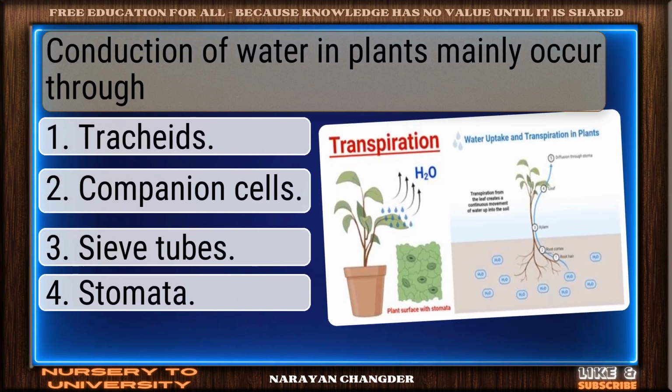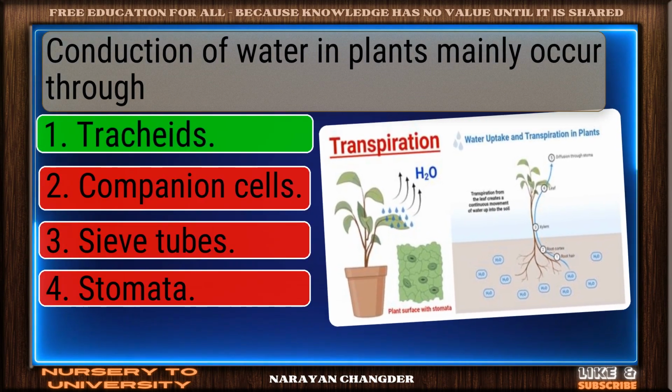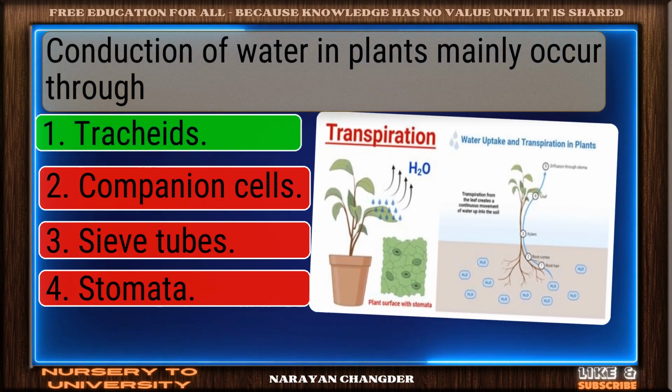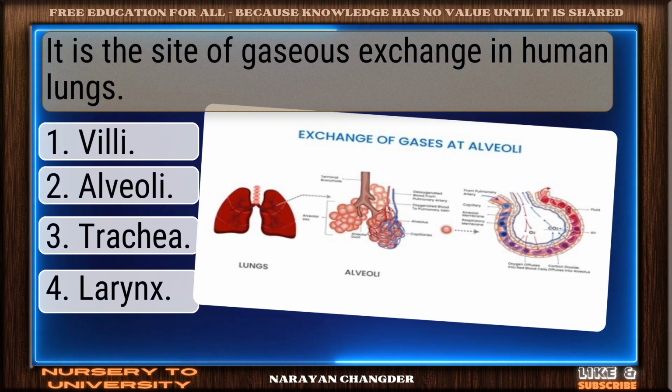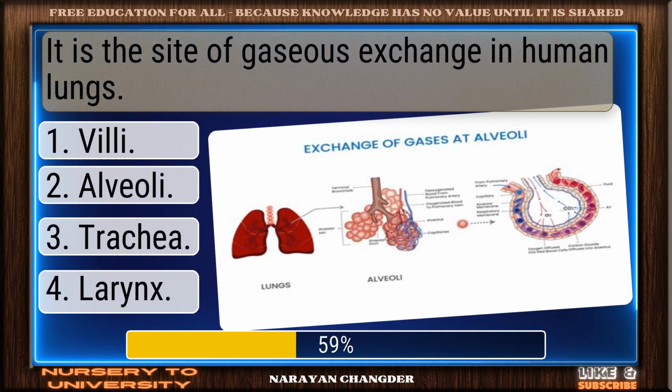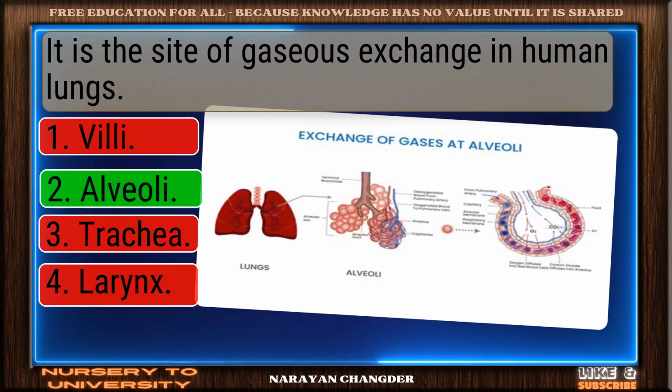Conduction of water in plants mainly occurs through. Right again. Tracheids is valid. It is the site of gaseous exchange in human lungs. Excellent. Alveoli is well reasoned.